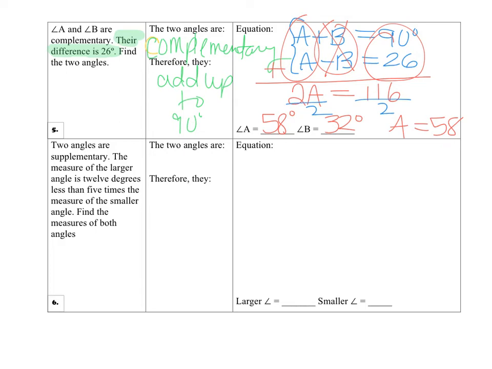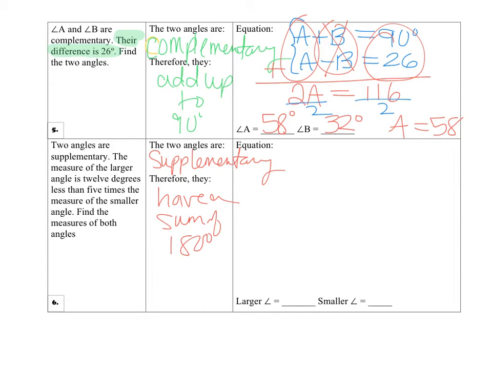All right, number 6. When you first read this, it's going to sound pretty complicated, but once we start writing it down, it's not that bad. So 2 angles are supplementary. Let's just add that right here, right now. That means they have a sum of 180 degrees. The measure of the larger angle is 12 degrees less than 5 times the measure of the smaller angle. That's a mouthful. Find the measures of both angles.